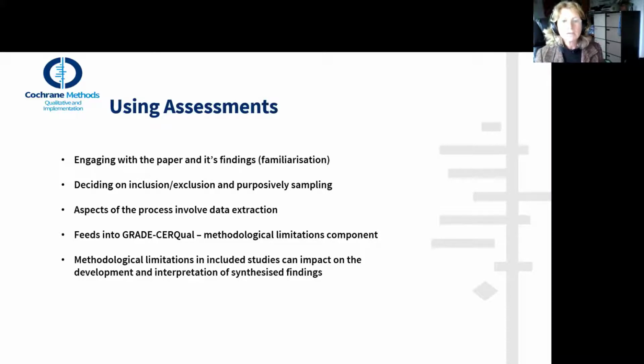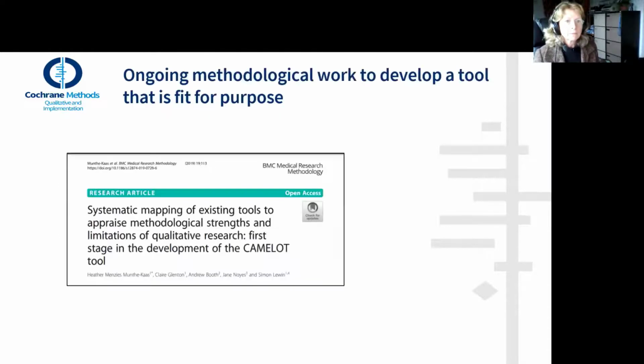All your concerns about the primary studies you would store on one side. All the primary studies that contribute to a finding, you'd then go back and look at whether you've got any concerns about those methodological limitations and make an overall judgment about concerns. And then you would think about whether those concerns impact on the development and interpretation of the synthesized finding.